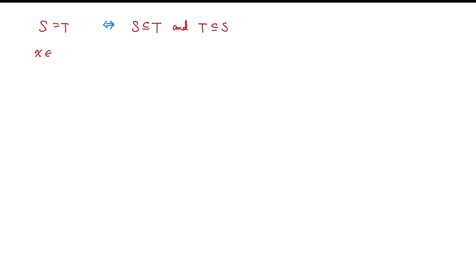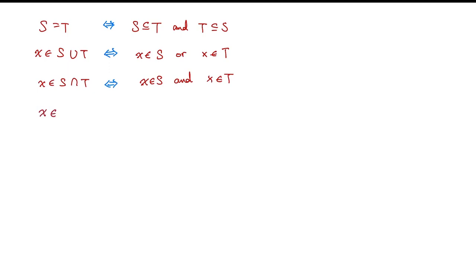in S union T, this means X is in S or X is in T. And if X is in S intersect T, then you have X is in S and X is in T. Now, if you have X in S complement, this means X is not in S.